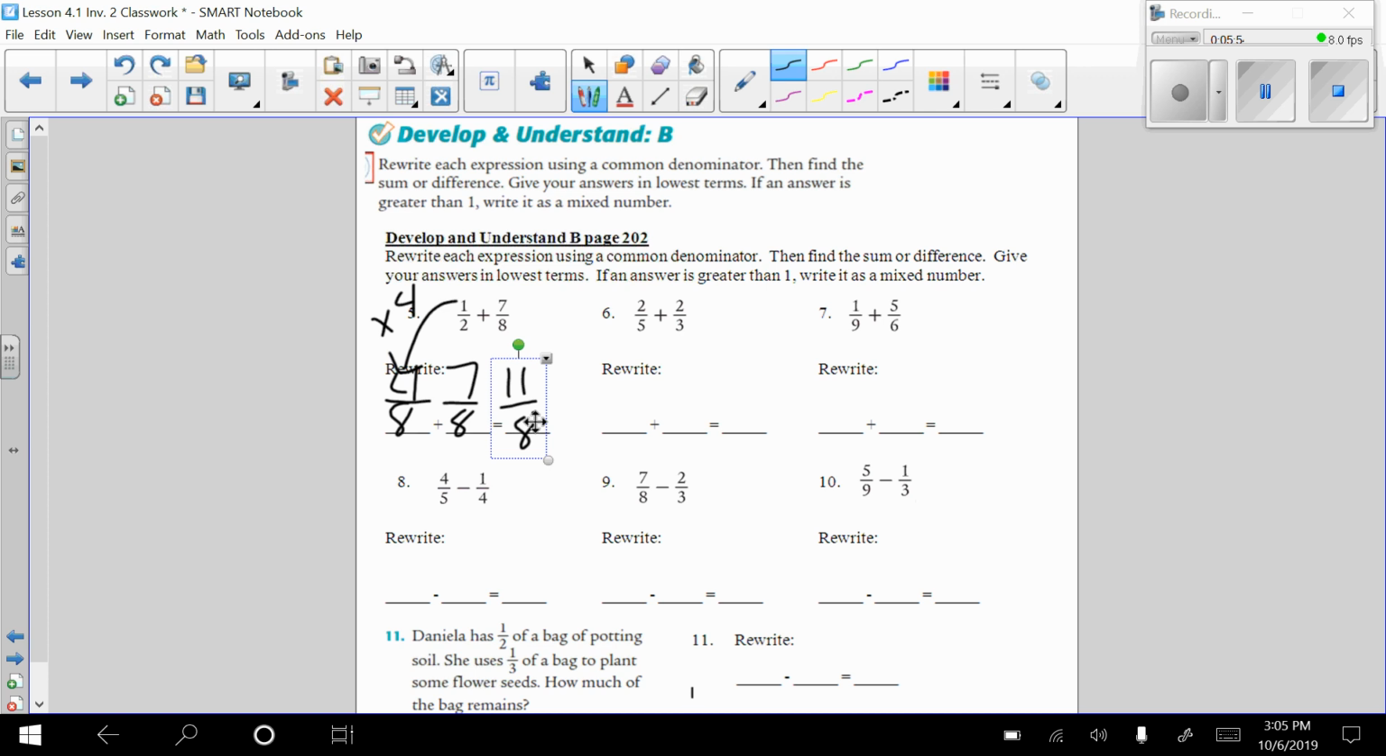This is an improper fraction. Remember, I need to change it to a mixed number. How many groups of 8 can I take out of 11? That's going to be 1. And how many left over? Is going to be 3 out of 8.